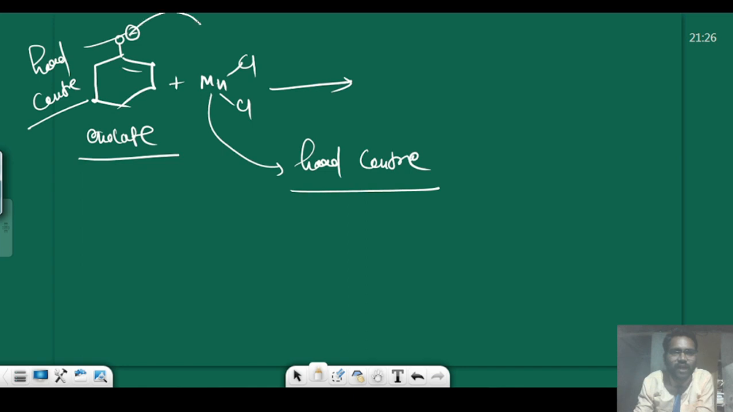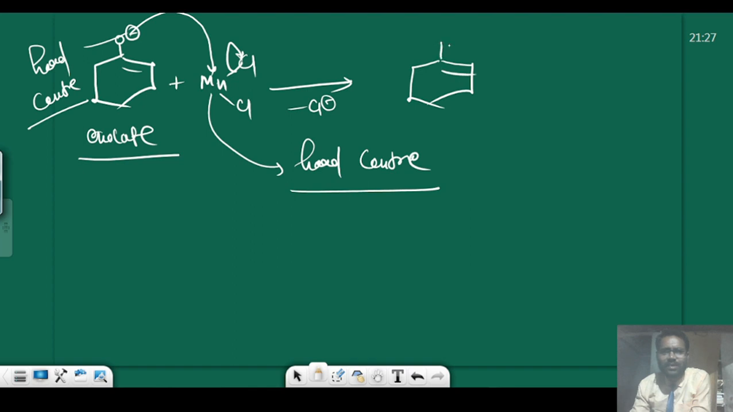Okay, so this will attack on this particular electrophilic center. This is the electropositive element, and this will leave out from the reaction because chloride is a good leaving group, because of the vacant d orbital. So there is a formation of this particular manganese enolate anion. Here MnX, where X is Cl, or we can take bromine, or iodine.